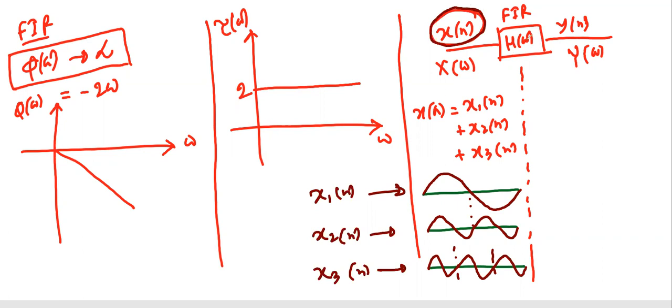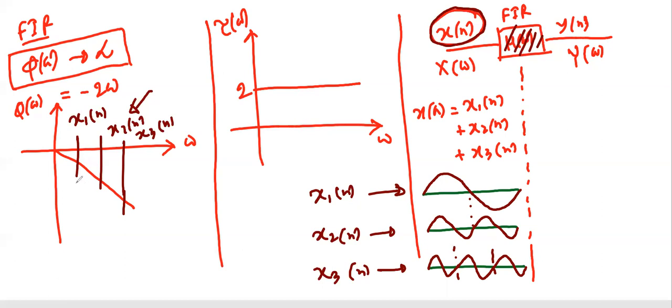Whenever it is passing through this filter, they have some delay, and that's why this phase delay concept can be represented here. For example, here this is the line for x1[n], the frequency, this is the line for x2[n], and this is the line for x3[n].